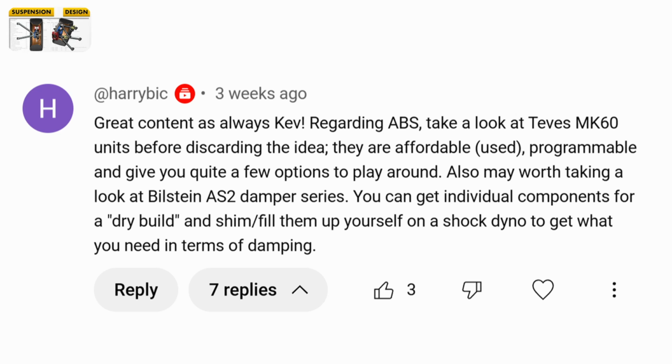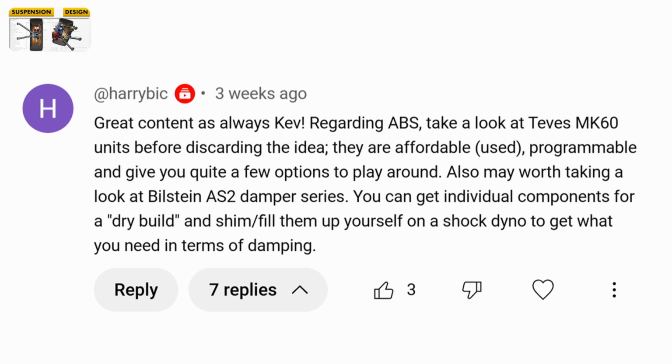Now, when it comes to suggestions, I also had a suggestion from Harry to have a look at different ABS systems, like the Teves MK60 units, without discarding the idea of going with an ABS unit. And there was another comment in there about another unit as well. I haven't completely discarded the idea of running ABS. There will be the sensors in the car. So the unit that I've chosen for the wheel bearings does have the sensor inbuilt, so it will be possible to do an ABS system. It's probably not high on the agenda at the moment, but we'll revisit that when I come back to have a look at the braking system in more detail.